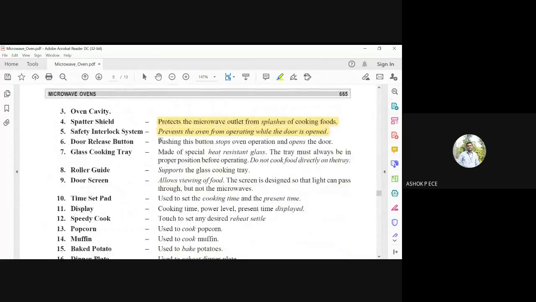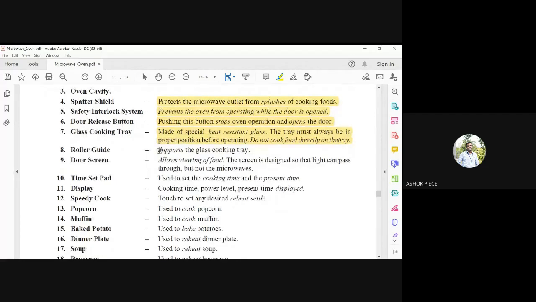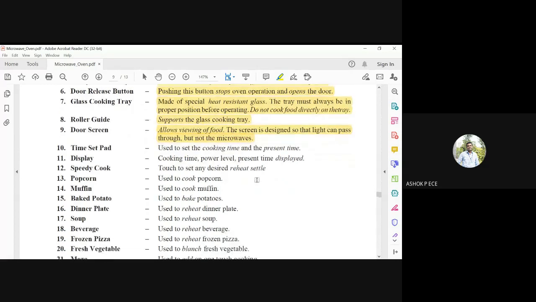And the door release button: pushing this button stops the oven operation and opens the door. The glass cooking tray is made of heat resistant glass. This tray must always be kept in proper position before operating. Do not cook directly on the tray. So you have to put a cookware over that and then start cooking. The roller guide supports the cooking tray. Door screen, it allows the viewing of food. You can see that the glass cooking tray will rotate, ensuring that microwaves are uniformly present over the entire food.